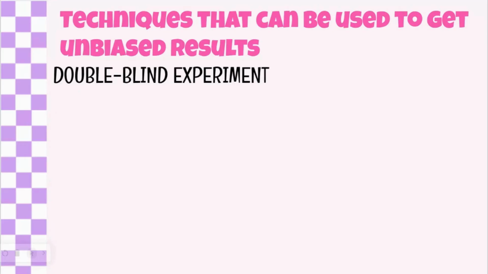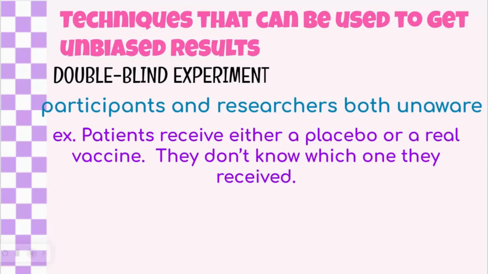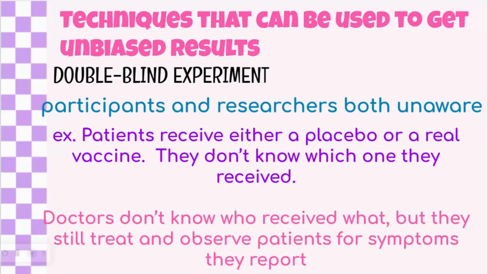You can also have a double-blind experiment, and that is when the participants and the researchers are both unaware. So an example of that would be patients either receive or don't receive a placebo, and they don't know if they have received the vaccine or not received the vaccine. In addition, and what's going to make it a double-blind experiment, is that the doctors don't know who received what, and they're still going to treat and observe the patients for symptoms that they report.